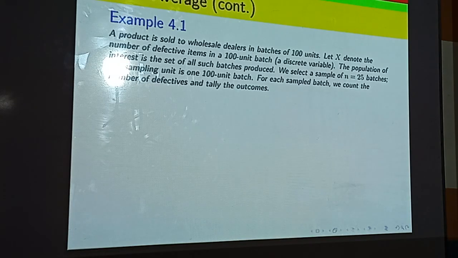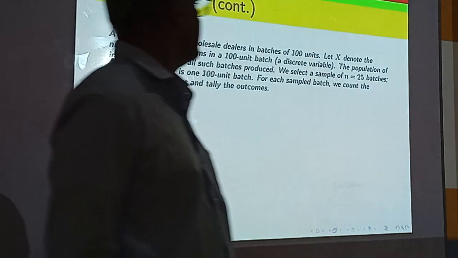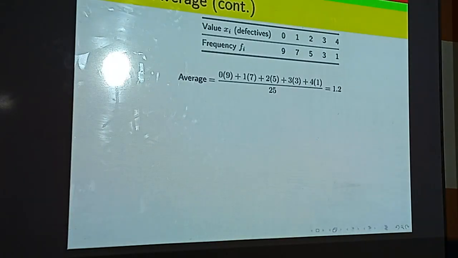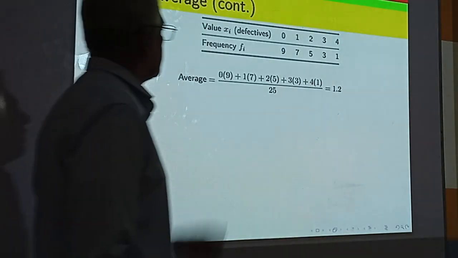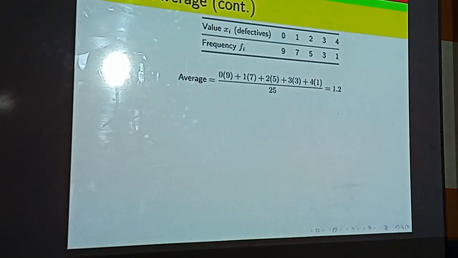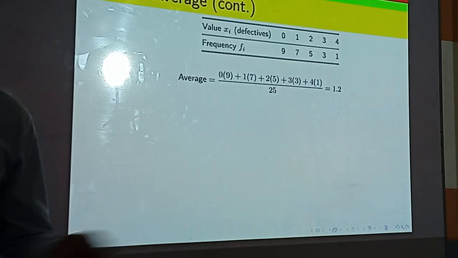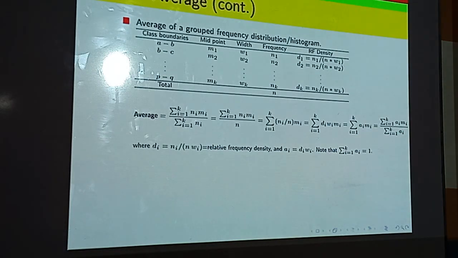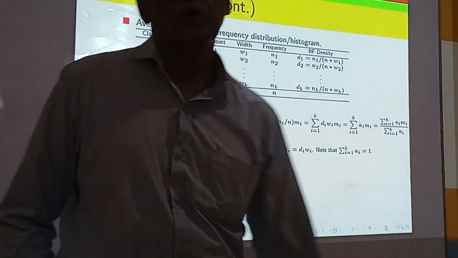So this is an example. The product is sold to this. We looked at this example earlier also. So we have this frequency distribution. So you can calculate the average like this. It's very simple. I don't have to take time. It's very clear. Right. So how do you find out the average if you have a group frequency distribution?